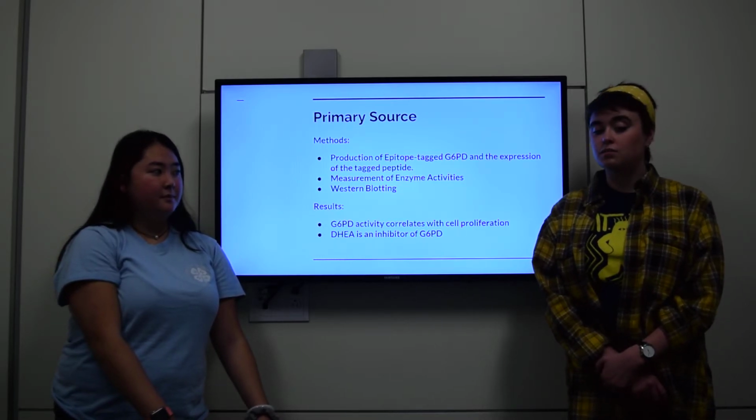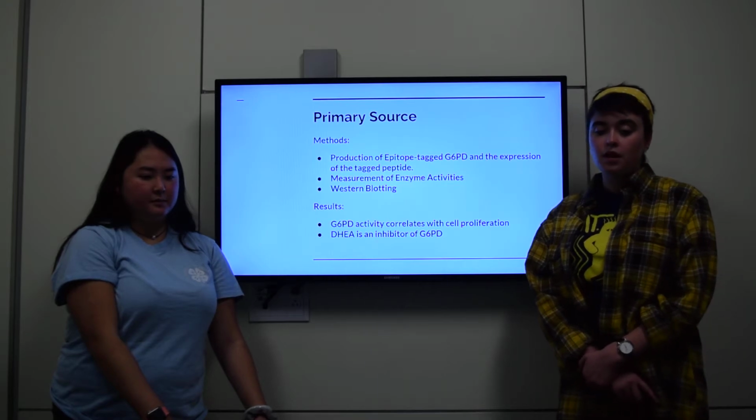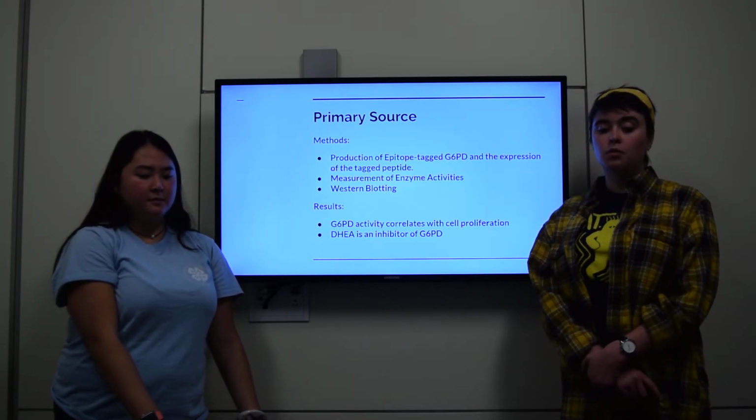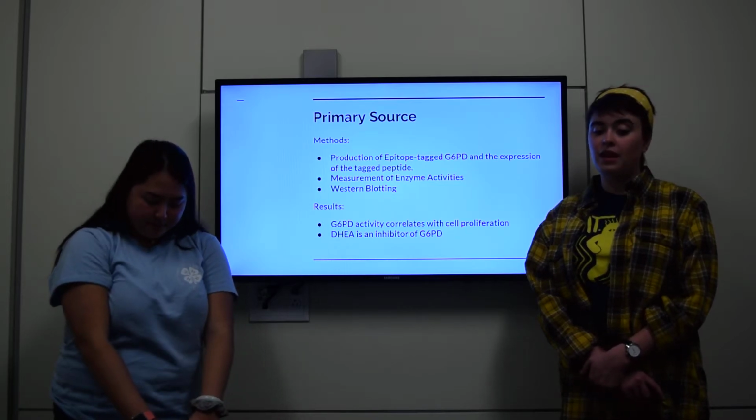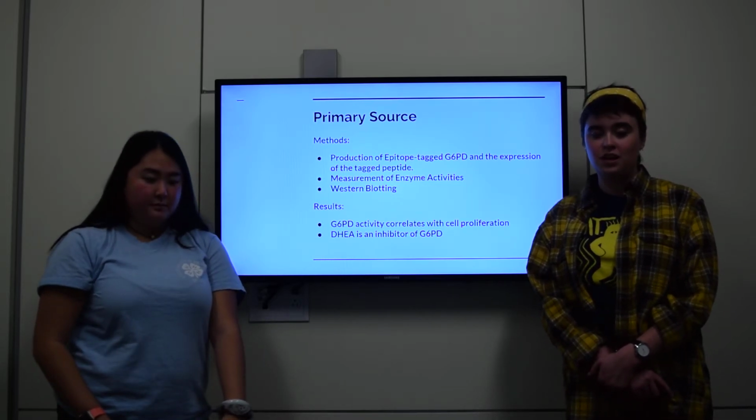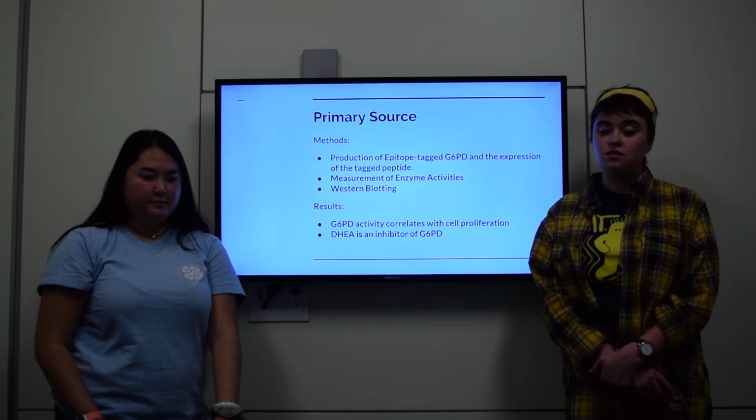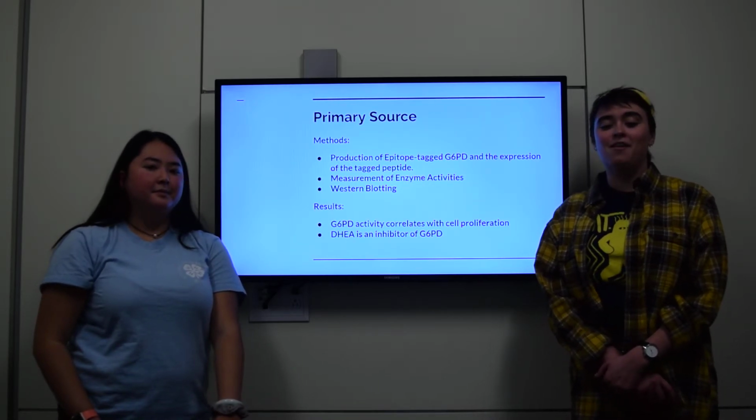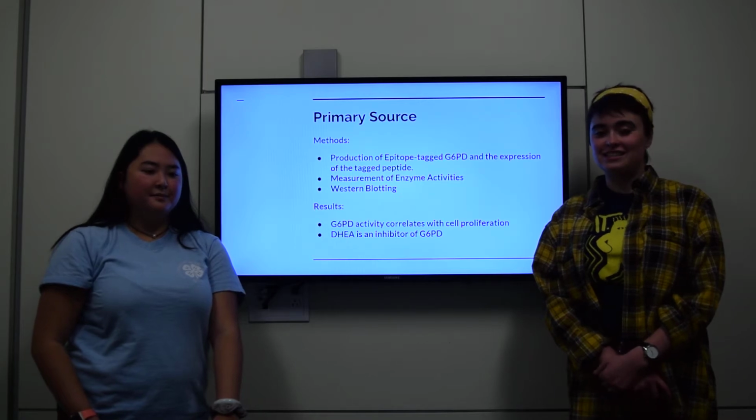Another method used in this paper was Western blotting. It was performed using SDS-PAGE gel electrophoresis. Proteins were probed with a rabbit anti-rat antibody to G6PD and then visualized using a secondary goat anti-rabbit antibody and horseradish peroxidase reagents.